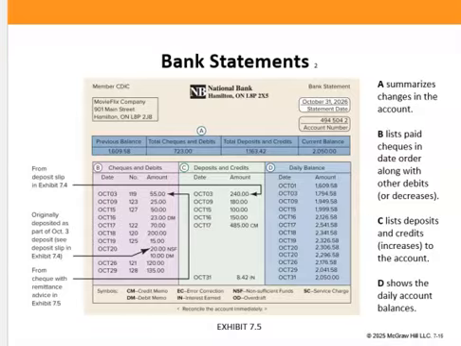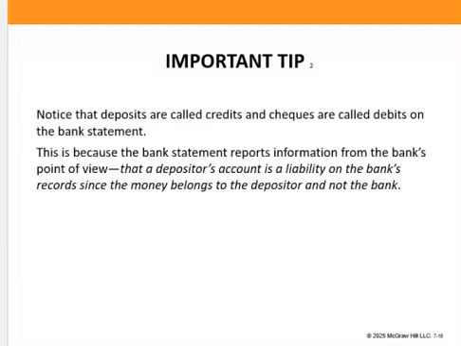And then for checks, when you're reducing your bank balance, it's a debit because the liability is getting smaller. So the more money you take out of your bank account, it becomes a debit to reduce the liability. If you need to, listen to my explanation again. Again, notice that deposits are called credits and checks or withdrawals out of the bank account are called debits on the bank statement.